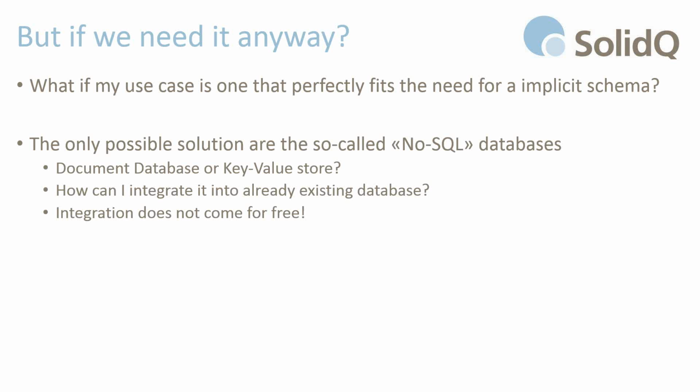So there are some use cases for dynamic schemas, and of course there are also a lot of solutions, especially in the NoSQL database area, that have become well known and widely used in the last years. So are we going to use a document database or a key value store? How do we integrate this new store into an existing application that maybe is already using our relational database, and we are happy with that?